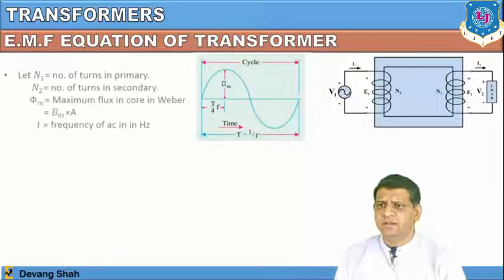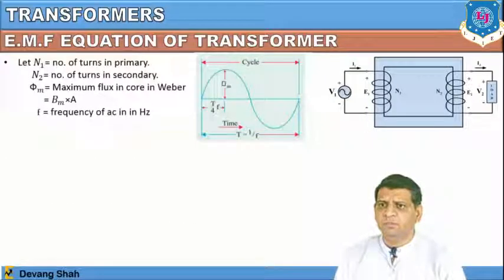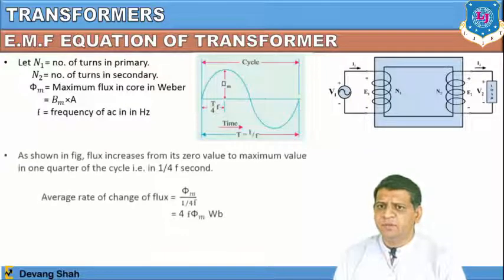Let us start here: N1 is the number of turns in the primary winding, and N2 is the number of turns in the secondary winding. Phi m is the maximum flux in Weber, which is also defined as the maximum flux density multiplied by area, and f is the frequency in hertz.